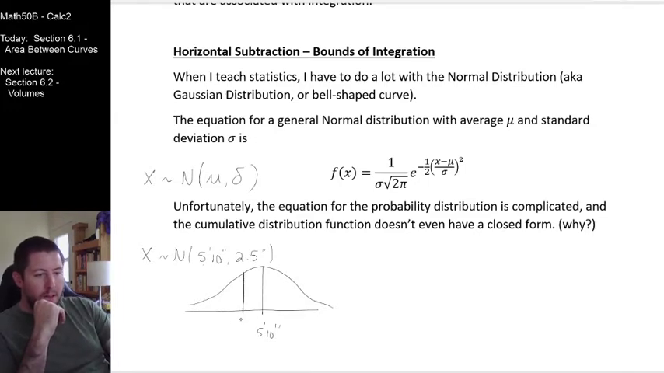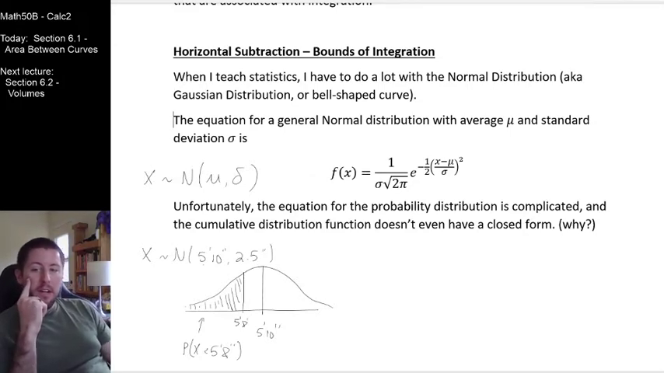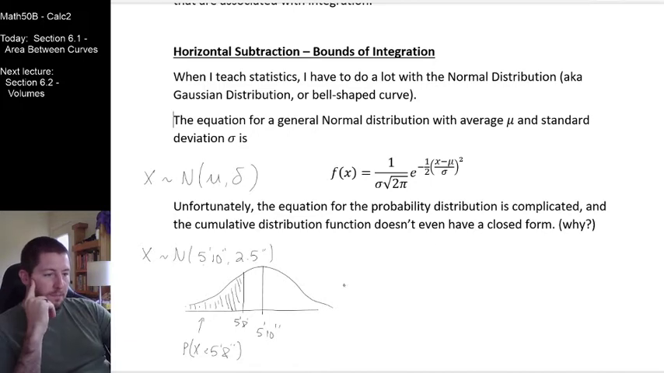To compute that value, we might locate where 5'8" is on the axis right here and identify that this area to the left of 5'8" represents the probability of a person being shorter than 5'8". So that's the probability that a person's height is going to be less than 5'8", however much area is underneath that. What you guys know, because you're calculus students, is that area underneath the curve is associated with an integral.